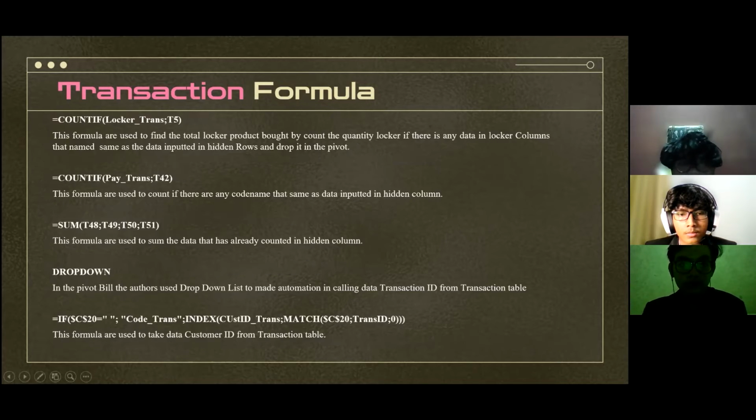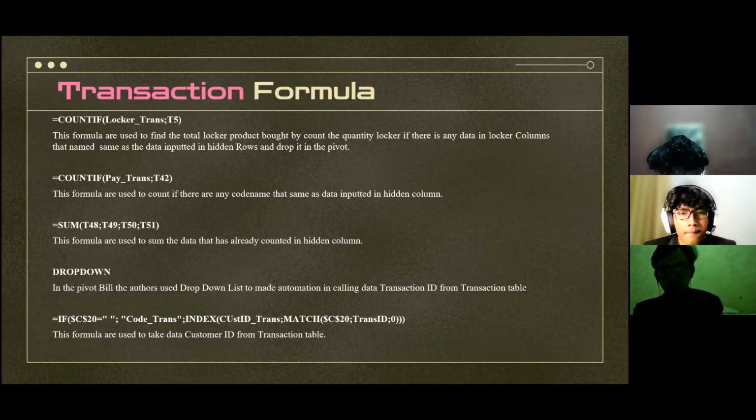Okay, next is COUNTIF for locker in the transaction table. These formulas are used to find the total locker product bought by counting the quantity locker if there is any data in the locker column that has the same name as the data input in the hidden row and dropped in the pivot.